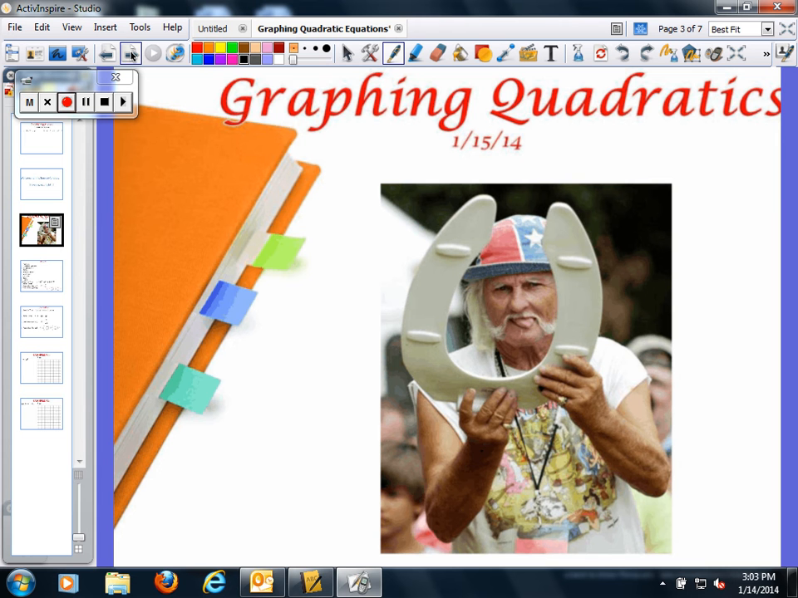I thought you guys would like this. This is what they call redneck horseshoes. Thought that was kind of funny. We got old dude sticking his tongue out there.